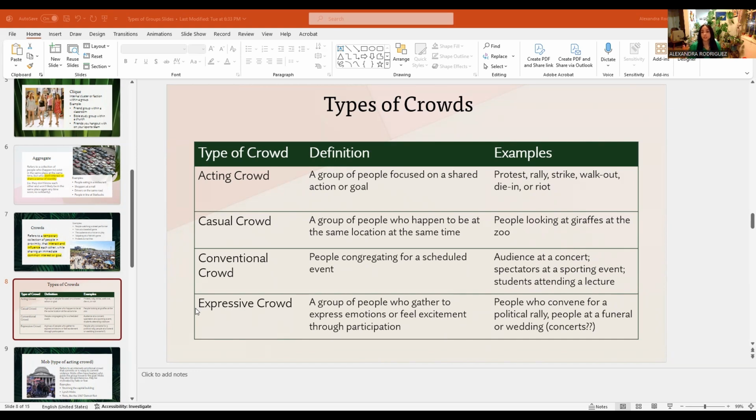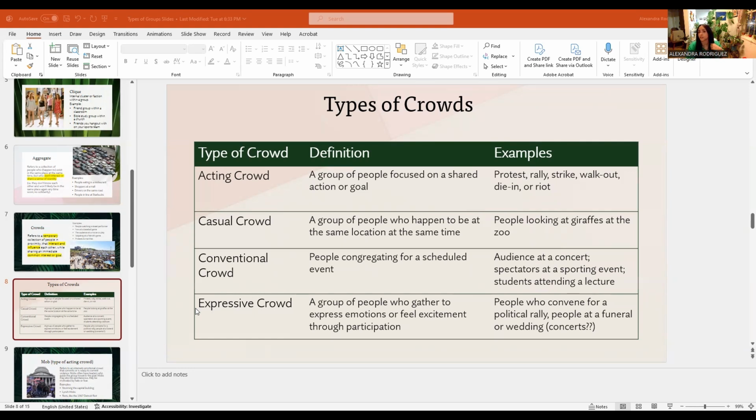This could also be something as simple as a wedding, where you're all there to celebrate love and to be excited and positive and celebrate relationships, and so you're all feeling this common excitement. But same thing with a funeral, right? That would also be an expressive crowd where you are gathering together to express emotions, whether that's grief or sadness, and you do that collectively.